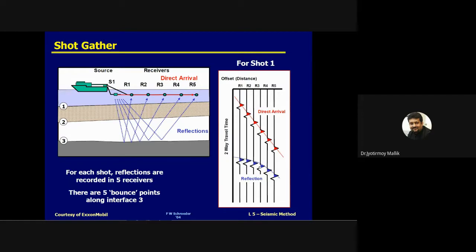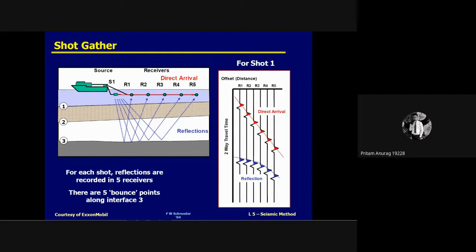Now, if I simply join them, I can see that although the bed is horizontal, the reflection is coming to be inclined. Do you agree? So the interface is horizontal in this particular example, but because the two-way times are getting higher as I move from near to far offset, I am observing that there is an inclination in my data, if I try to join them together. Yeah, so far so good.